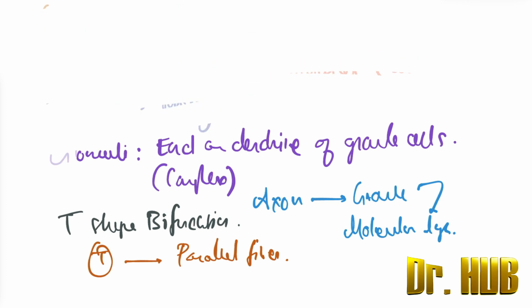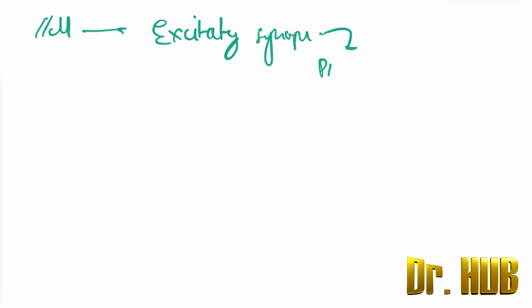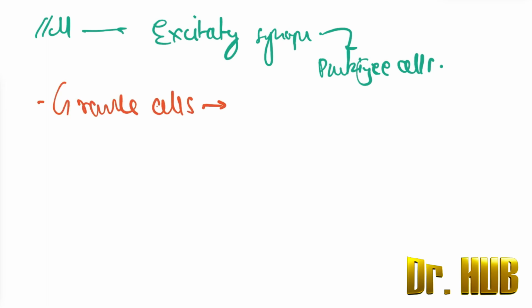The parallel fibers form excitatory synapses with the Purkinje cells. The granule cells form the only excitatory neurons in the cerebellar cortex.